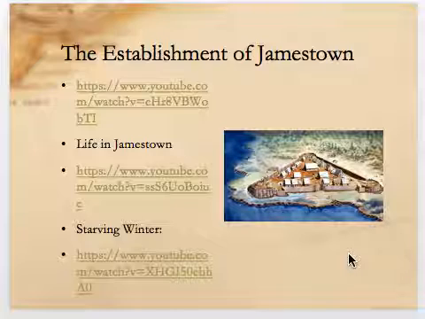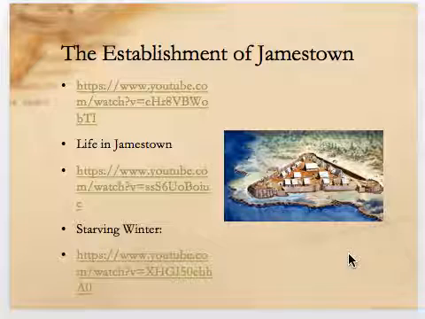Jamestown was founded in 1607 by the English. Why did they come here? They were looking for gold. That didn't pan out so well. In fact, lots of them died that first year, called the Starving Winter. There's now evidence to suggest that they were, in fact, so starving that they ate each other.